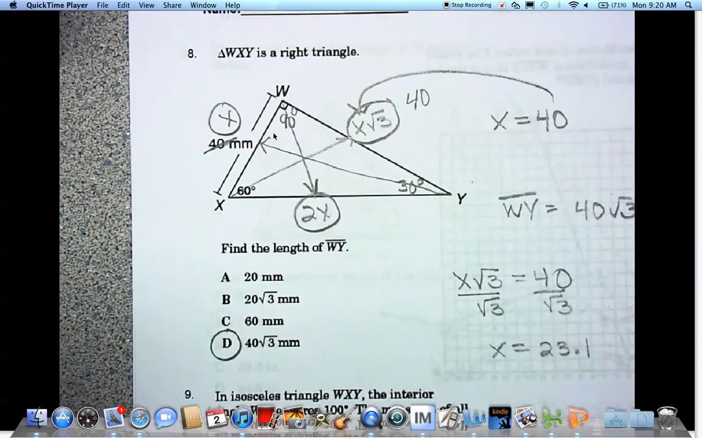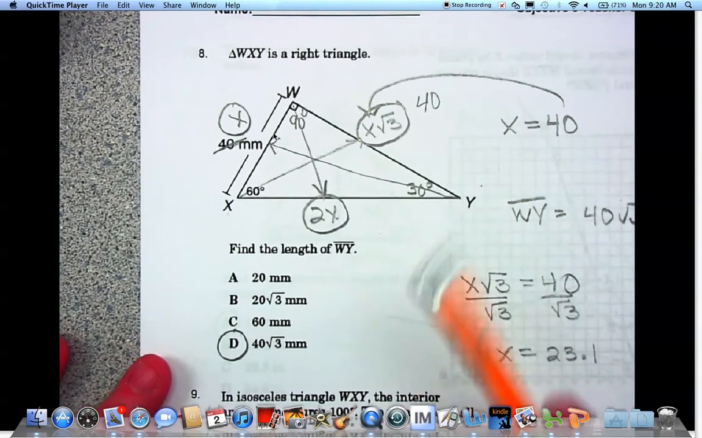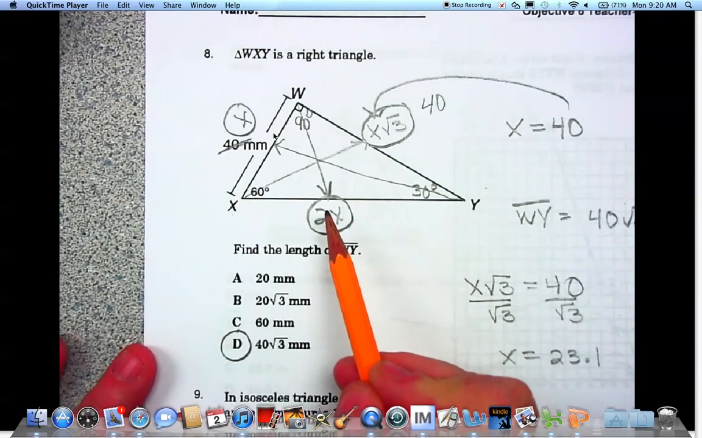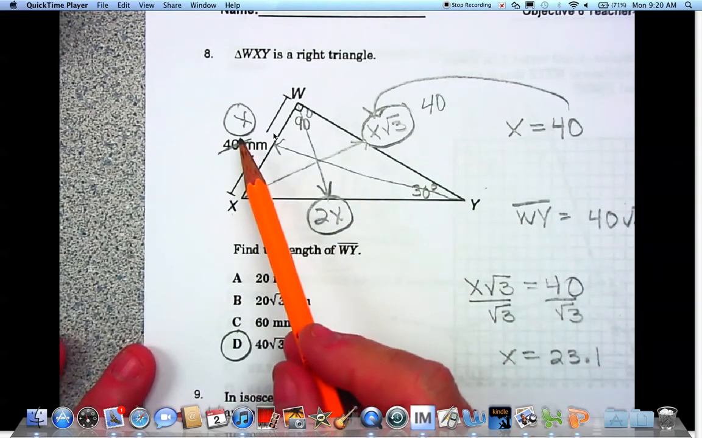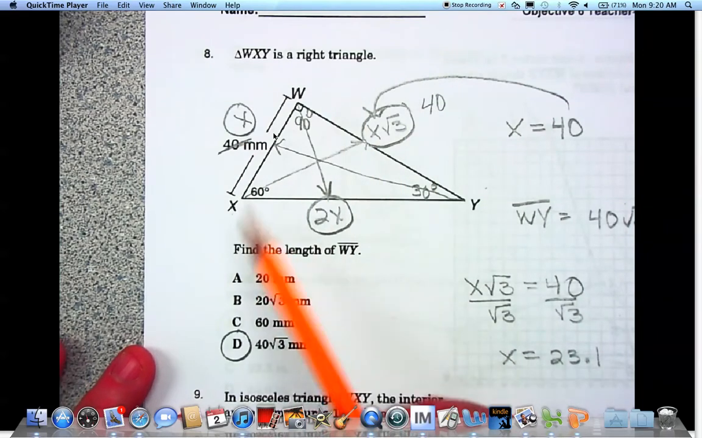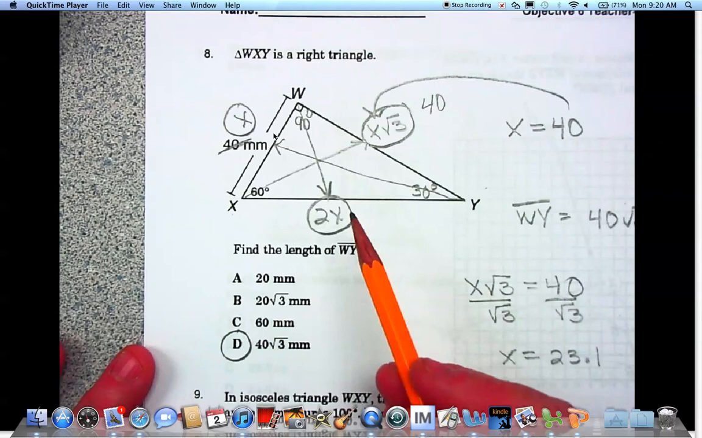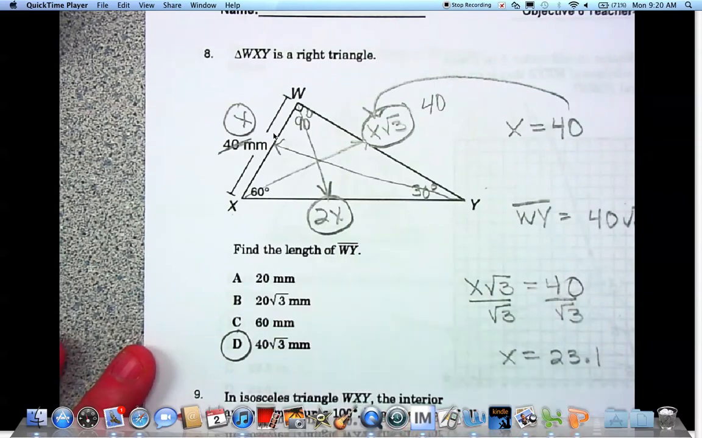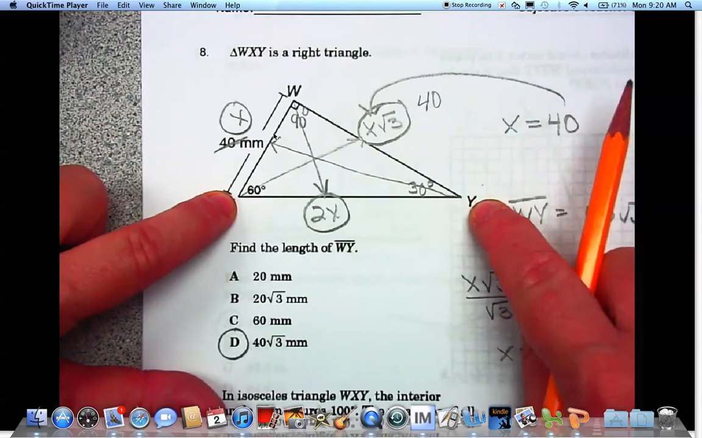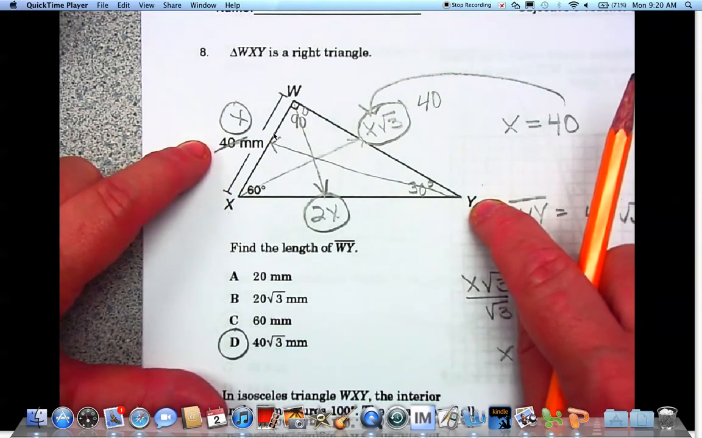Now, the other thing that's neat about 30, 60, 90, and this you may be able to remember, is that the hypotenuse is always twice as big as the short side. So if they had said WX is 40, tell what's the hypotenuse, you would just multiply by 2, 80. The hypotenuse, the long side, is always twice as big as the short side.